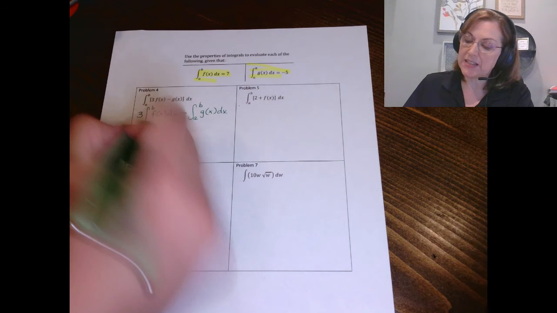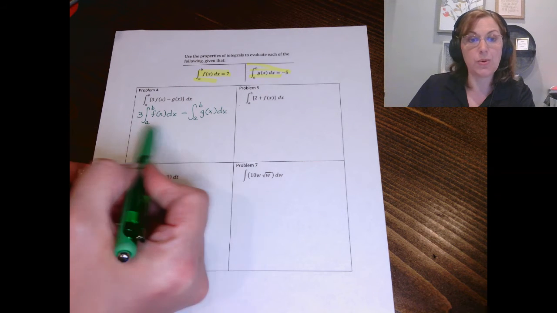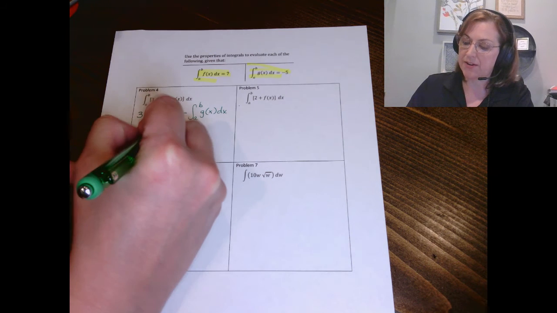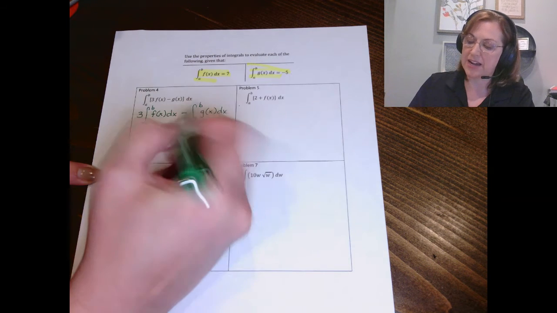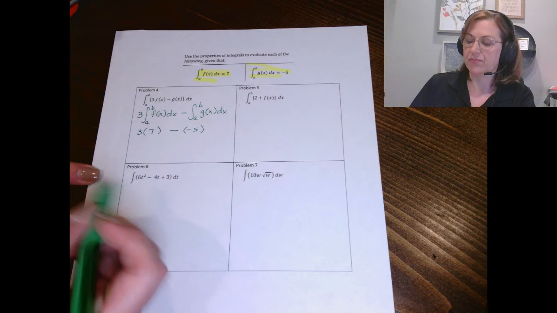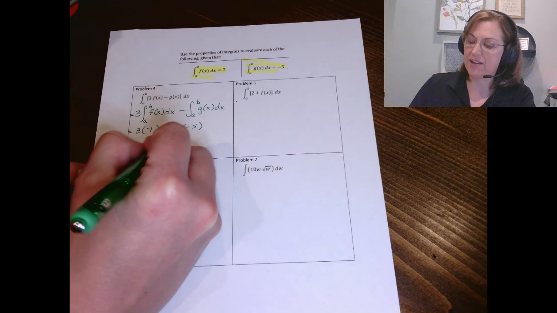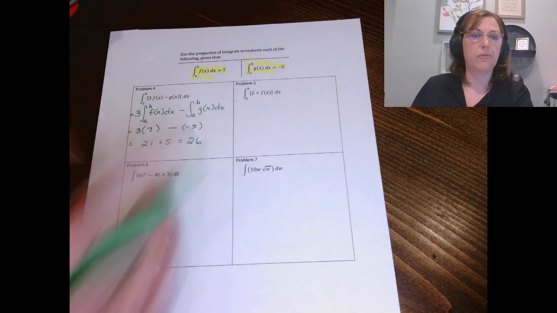Okay, so now let's substitute our values. We know the integral from a to b of f of x is 7. So I've got 3 times 7 minus, and then I've got -5. So that's 21 plus 5, or 26.